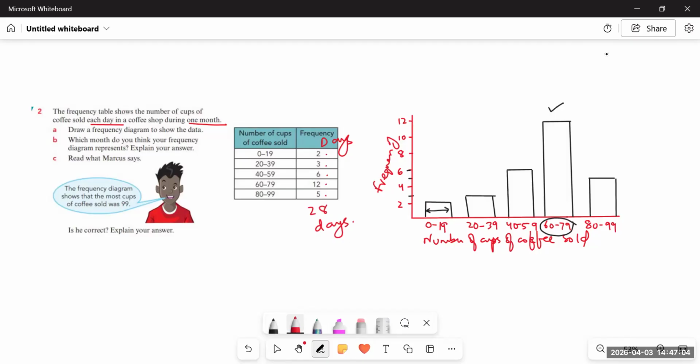And then we can say that for part C, not really. It could be 99, but we cannot tell from grouped data since the information is given for groups, like 0 to 19 cups were sold on 2 days, 20 to 39 cups on 3 days, and 80 to 99 cups on 5 days. So maybe it could be possible, because no bar can tell us the exact figure since it's grouped data. If the number of cups of coffee sold were given individually, not in groups like 0 to 19, 20 to 39, but like 0 cups, 1 cup, 2 cups, 3 cups, 4 cups, 20 cups, 40 cups, 80 cups, then we could tell which number of cups was sold the most. Okay.